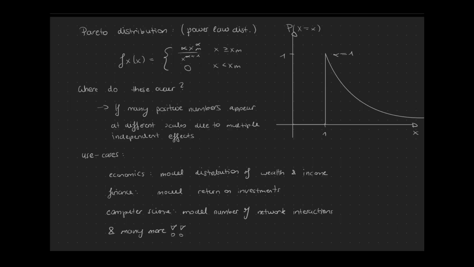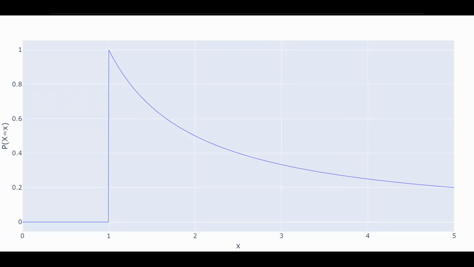Over here we also have a plot of a Pareto distribution. The plot has the following parameters. Alpha is equal to 1 and x_m is equal to 1. So as you can see, the distribution is 0 when x is smaller than x_m. Other than that, our distribution decays and has a very long tail, slowly converging to 0.